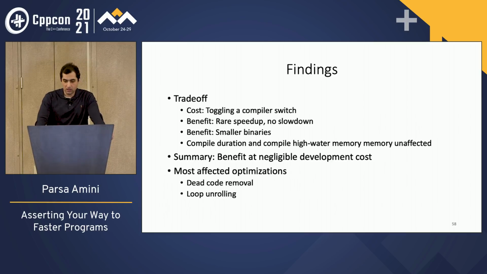In short, at the effective development cost of toggling a compiler flag, we got a tiny bit of performance improvement, got no performance degradation, got smaller generated binaries, and didn't have to wait longer or use more resources to compile the code.